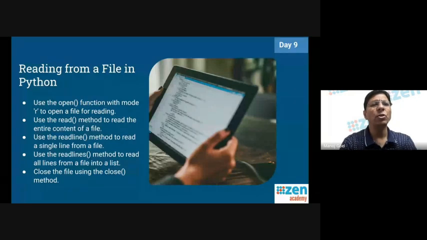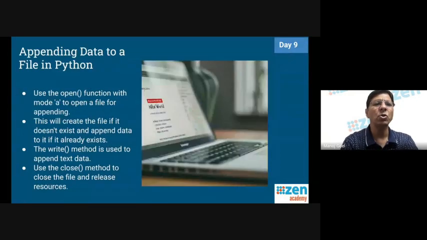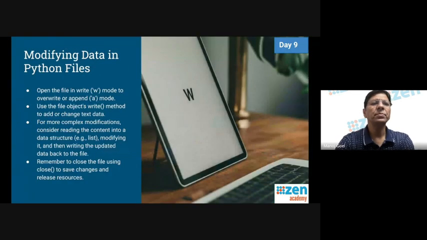Same thing we do for reading the file. If you are reading the data from the file, you use the R mode. If you have to write to the end of the file, you use the A mode. Modifying data in Python files: open the file in the W mode. There are different ways of modifying the data in a file. We will see some of these examples and then you will get to know.